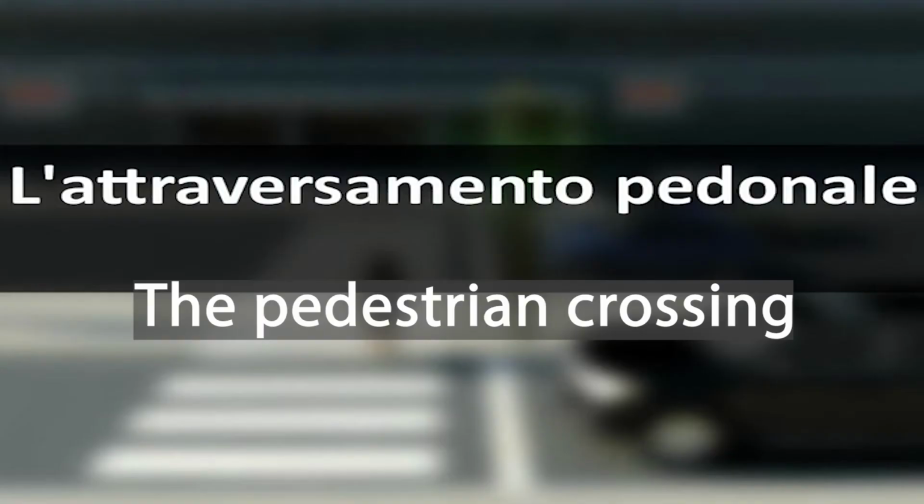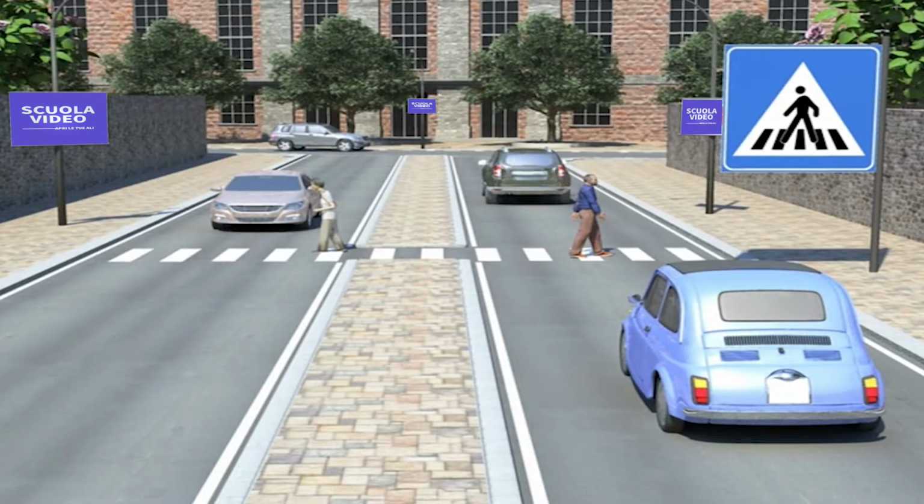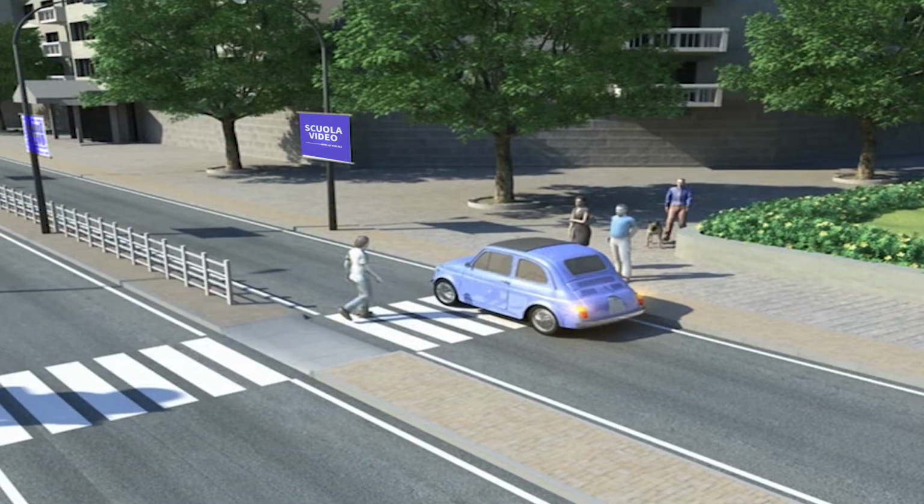L'attraversamento pedonale. The pedestrian crossing. Pedestrian crossing is a part of the carriageway where vehicles must give way to pedestrians crossing on the appropriate strips. It is marked with parallel white stripes and is intended for the transit of pedestrians crossing. It is part of the carriageway and therefore allows vehicles to pass overhead but does not allow vehicles to stop or park on the strips.